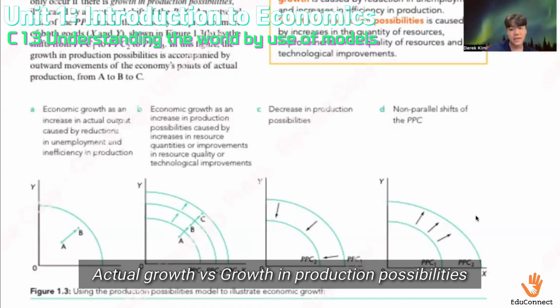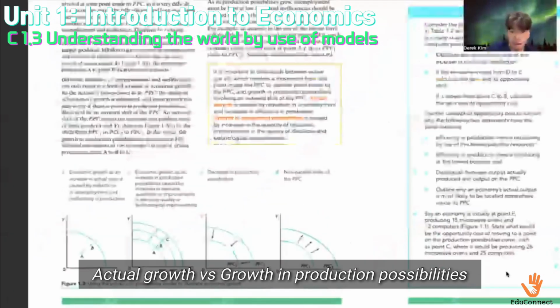Now, this is non-parallel shifts of the PPC. What this means is that you've got partial growth. Let's say Y was, as we mentioned earlier, microwaves, and X was computers. This would mean that the resources for microwave production have stayed the same or increased at a constant rate, whereas the resources for computer production have increased at a much larger rate than for the microwaves.